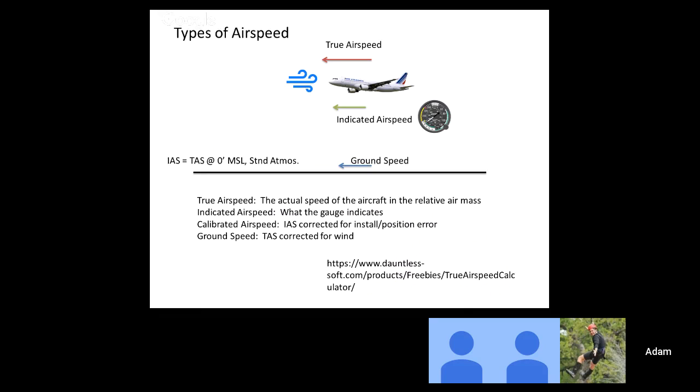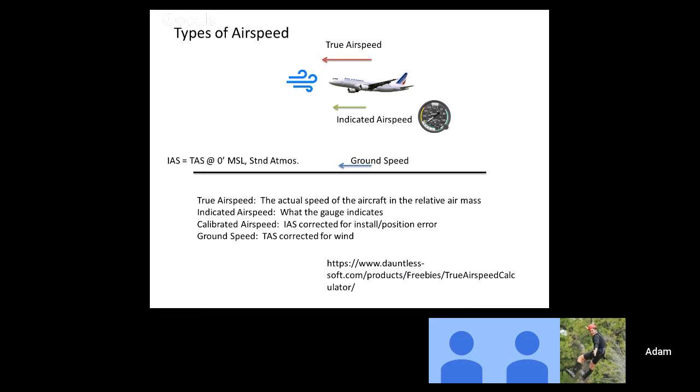Can anybody tell me, does anybody know why those two might not be the same? Which two? True airspeed and indicated? Guesses are okay. I'm thinking. Chris, Emily, any venture a guess? Does the wind have anything to do with it? Say that again. The headwind?